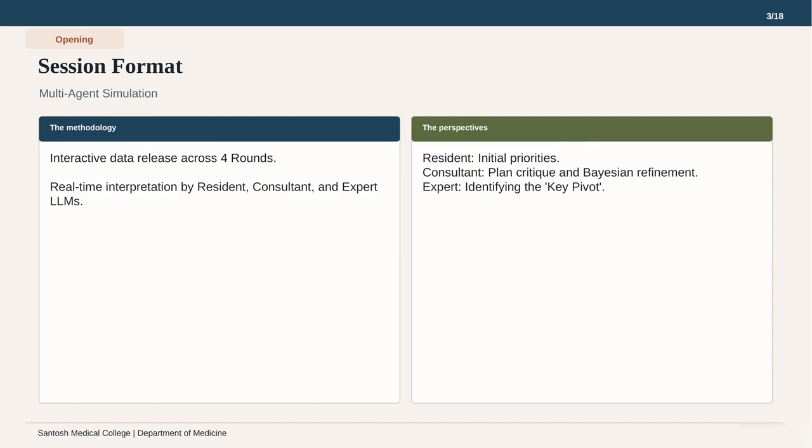The resident will establish the initial clinical priorities. The consultant will then provide a critique of the plan using Bayesian refinement to update our probabilities. Finally, the expert will step in to identify the key pivot, which is the crucial piece of data that changes our entire diagnostic trajectory. Now we are ready to meet our patient and review the initial data.